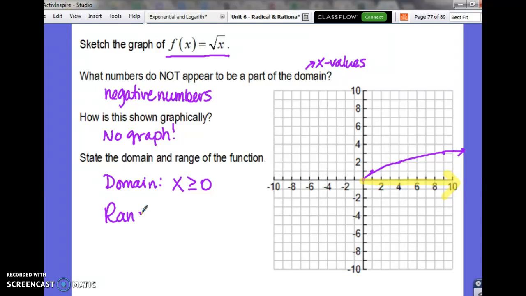And then when you talk about range, you're talking about your y values. And in this case, it's a similar situation because the lowest y value we have is right here on our graph. And since our graph rises from there on, although gradually, the y values will also go up forever. So we say the y's will also be greater than or equal to 0.